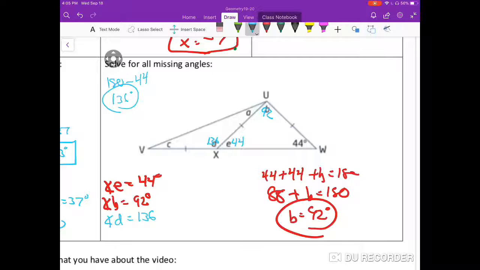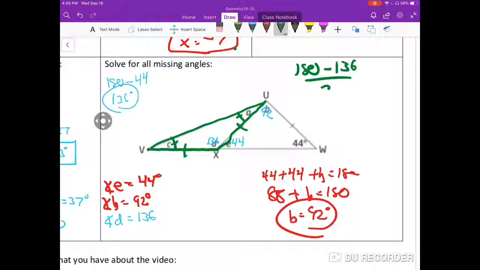Now, moving on. I'm going to look at this triangle separately. This triangle is also an isosceles triangle. So I know that C and A are the same because if these two sides are the same, then these base angles are congruent. So what I'm going to do is take 180, subtract 136, and divide it by 2 because these both have to be the same. So if I do 180 minus 136 and divide that by 2, then I should get angle C and angle A are both equal to 22 degrees each.